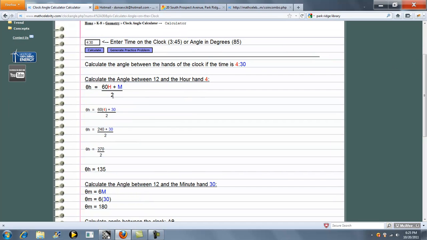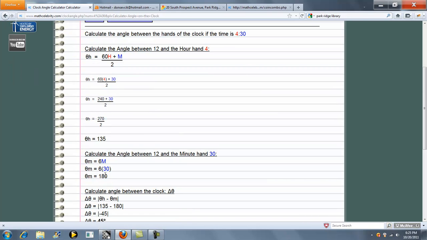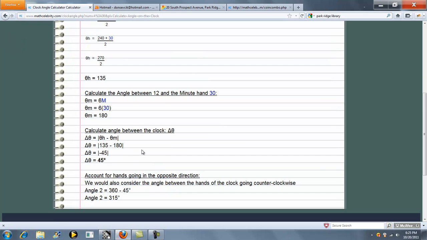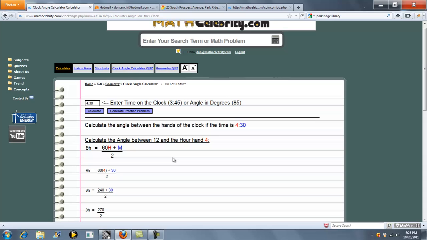So what it does is it first figures out what's called theta for the hour hand, and then theta for the minute hand. And then it's going to take the absolute value of the difference, and it's going to get 45 degrees. But you could also go in the opposite direction. If you want to go the opposite direction, the angle formed between the two hands of the clock going the opposite direction is 315. The way we get that is 360 degrees in a circle minus 45 degrees is what was calculated. The nice thing about this calculator is you can actually even go in reverse.